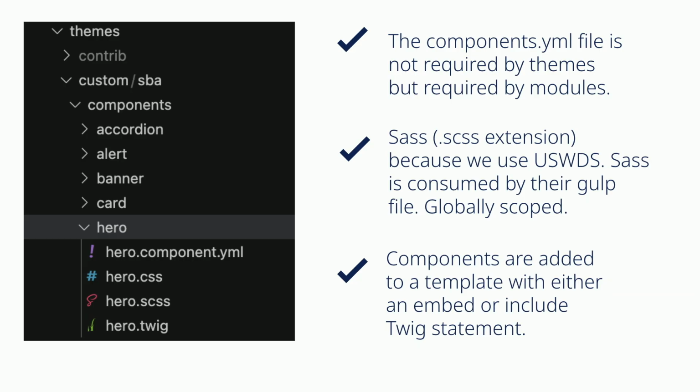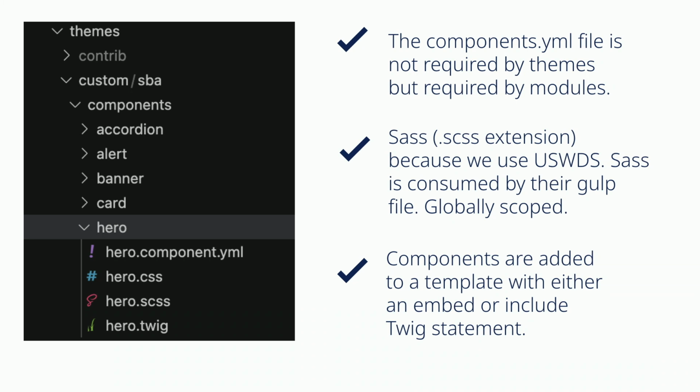Okay, so in the file structure of an SDC, as I said, it's in a separate folder. So here we have a theme, and the themes folder, which if you use Drupal, you're familiar with. And then we have a custom theme for SBA, and inside the components, the single directory components, there's a folder, and we've expanded the one called Hero. The hero.component.yaml is not required by the theme, because the theme uses other tools, but it is required if you're using modules or other things like that. And the component.yaml stores the meta information about the component.